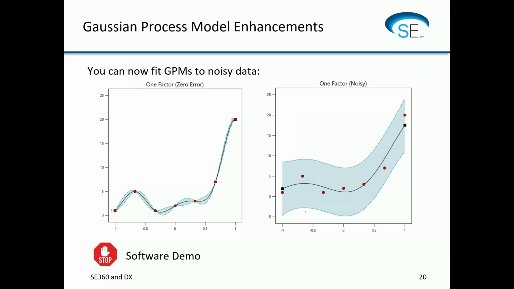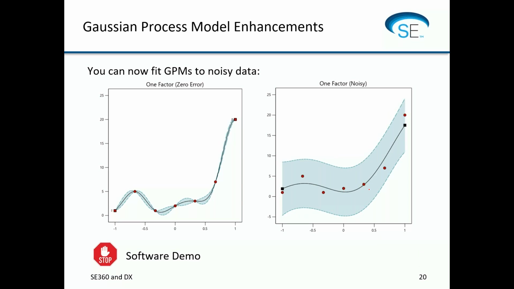Okay. This one I'm going to spend a minute talking about here. So, Gaussian process model enhancements. As you know, originally in Statis 360, one of the big features that we put in was space filling designs. And these were geared towards people that were doing computer experiments.